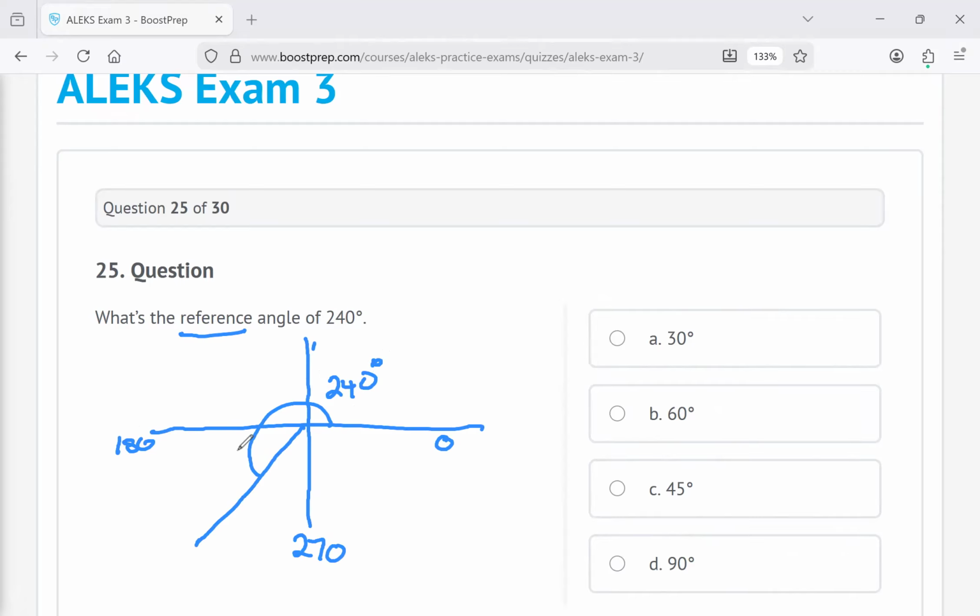And you need to know the rule for the reference angle. So we are technically in quadrant 3. So the rule for a reference angle in quadrant 3 is going to be theta prime. So theta prime means reference angle. Hold on, I forget the rule.